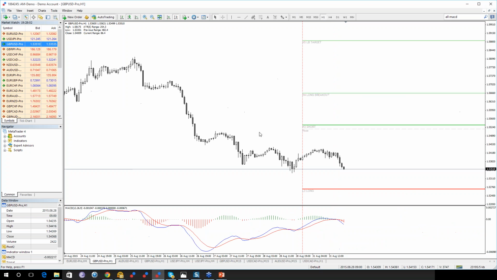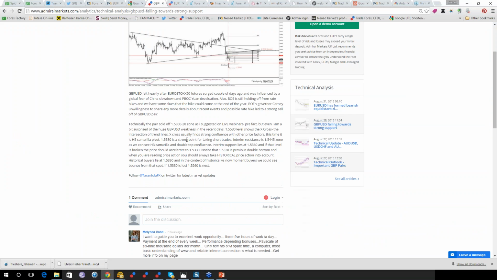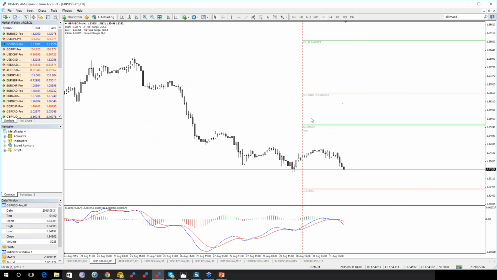And if you remember my analysis of GBP/USD, I told you on Friday that you can buy from 53.30. Interim support lies at 53.60, and if that level is broken, the price should accelerate to 53.30. Reading the analysis and adapting the concept of this analysis, you could get 30 pips short from a breakout trade. So it was a sell for 30 pips and an immediate buy for almost 100 pips, okay? Just by reading in between the lines.